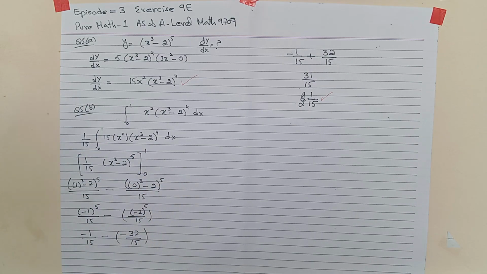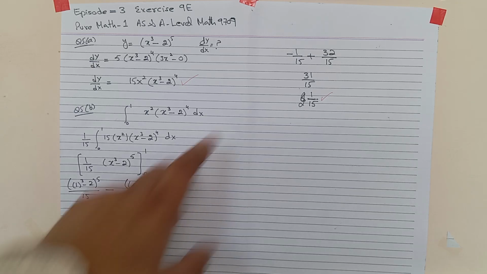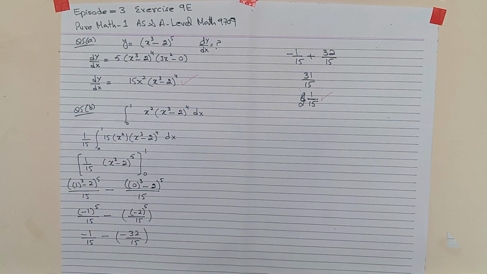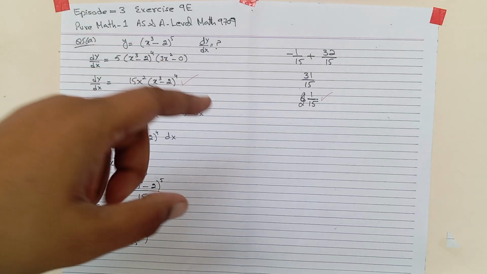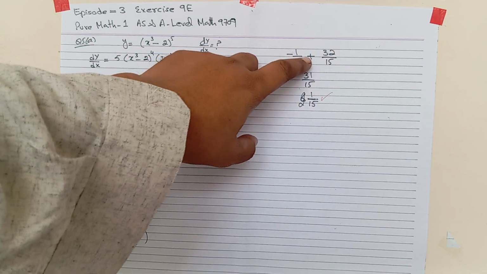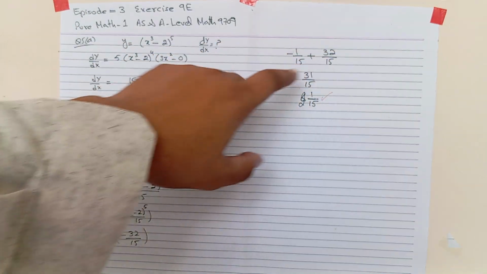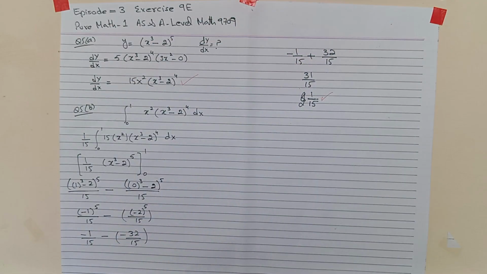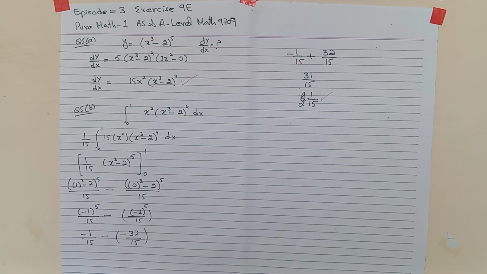0 minus 2 is minus 2, raised to power 5 is minus 32. So you will have minus 32 by 15. This negative will become positive. So you will have minus 1 by 15 plus 32 by 15. When you simplify this, it becomes 31 by 15, which is 2 whole 1 by 15. So this is how you will do question number 5 of exercise 9E.